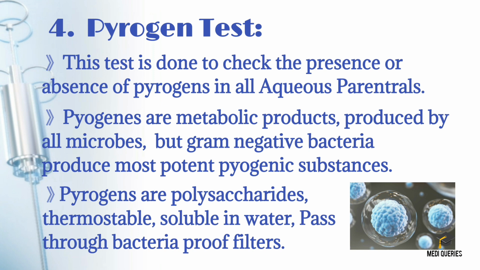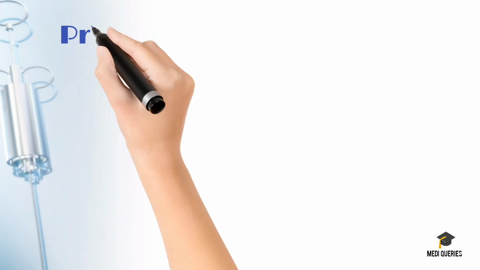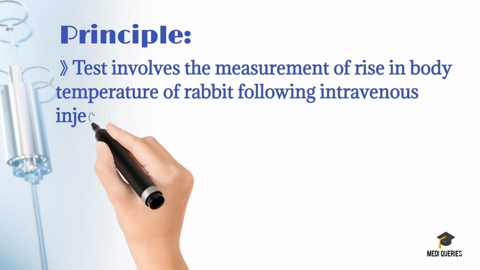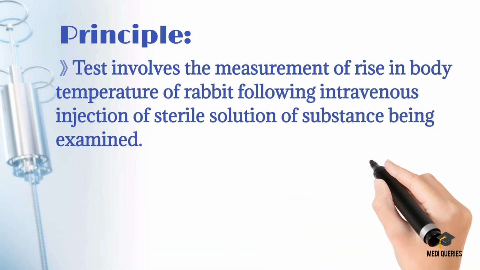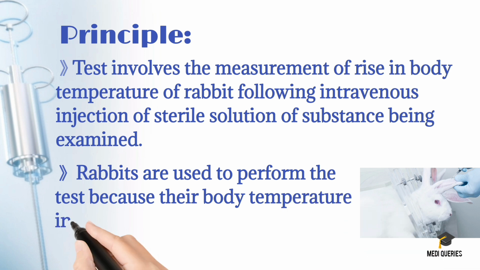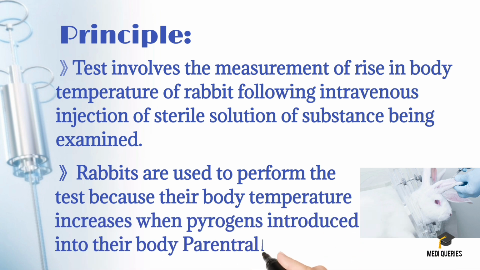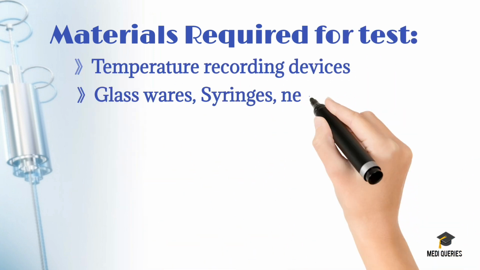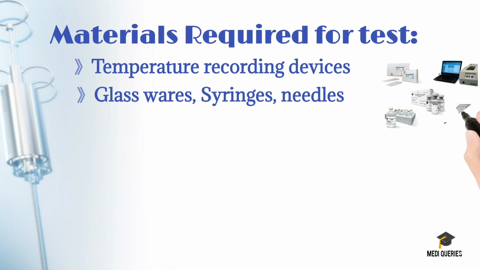So the final option we have here is to prepare a product which should be free from pyrogen. And the principle: the test involves the measurement of the rise in the body temperature of the rabbit following intravenous injection of a sterile solution of a substance being examined. Rabbits are used to perform this test because their body temperature increases when pyrogens are introduced into their body by parenteral route. Materials required for the test are the temperature recording devices, glassware, syringes, needles.